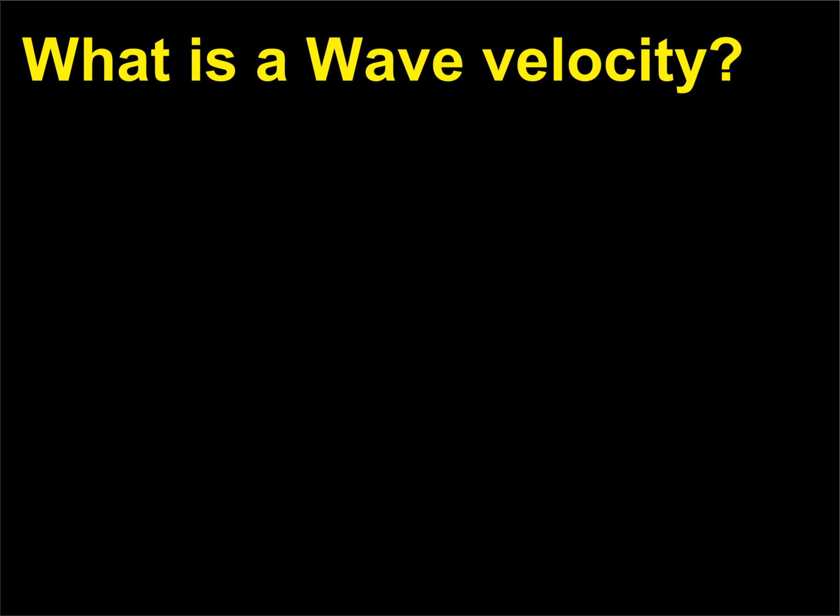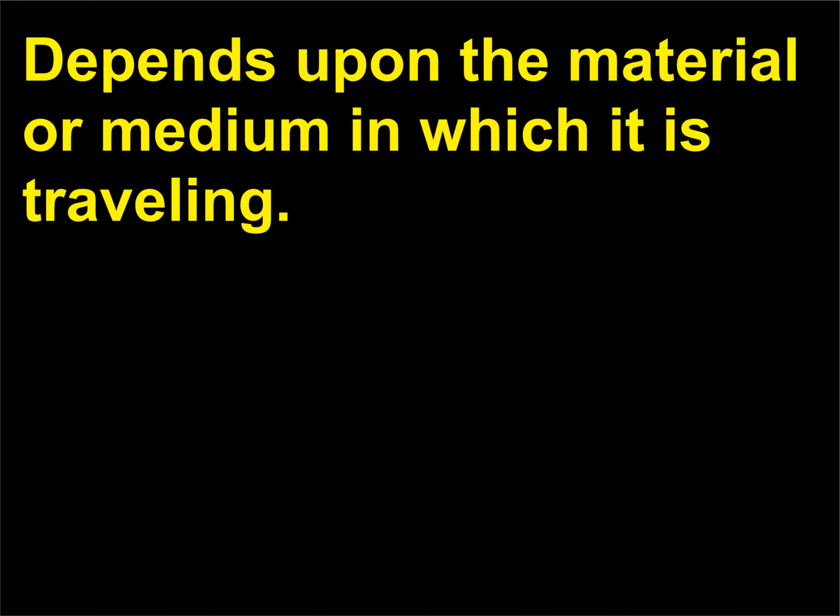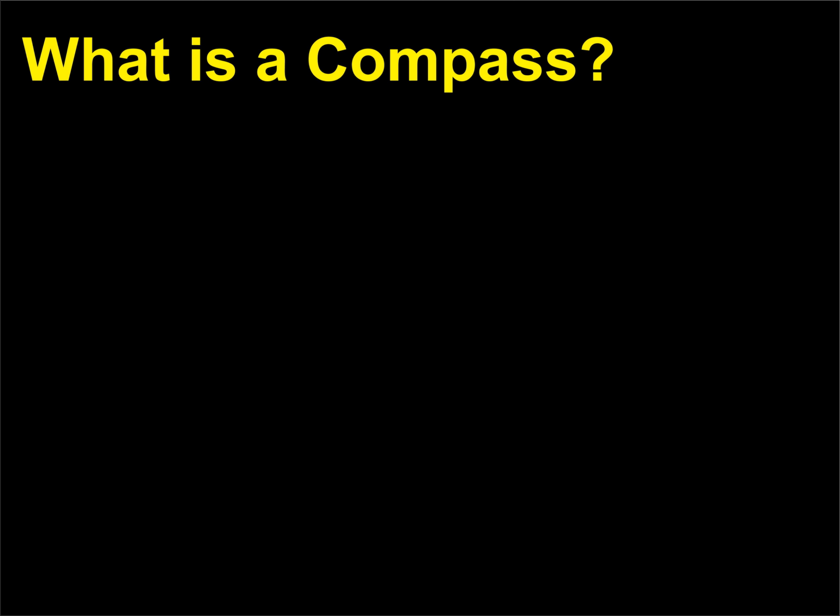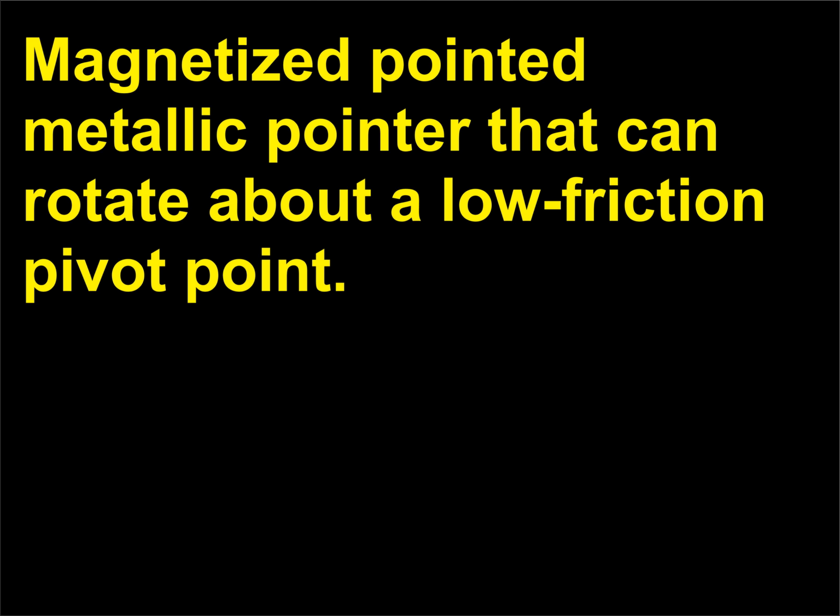What is a wave velocity? It depends upon the material or medium in which it is traveling. What is a compass? A magnetized pointed metallic pointer that can rotate about a low friction pivot point.